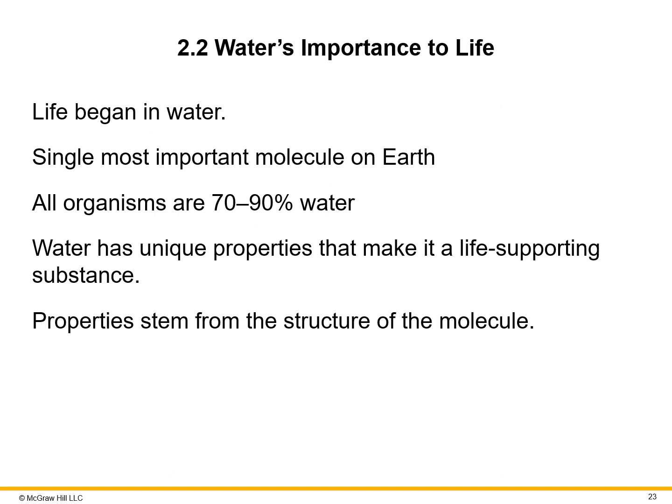Now, the real meat of this chapter is water's importance to life. So, life began in water. It is the most important molecule on Earth. We couldn't survive without it. All organisms are 70 to 90% water, and water has very unique properties, and that's why it's a life-supporting substance. And there's a lot of properties that stem from the structure of the water molecule.